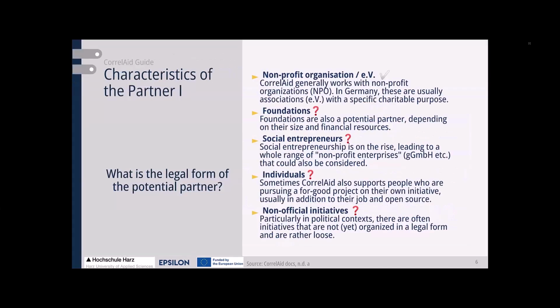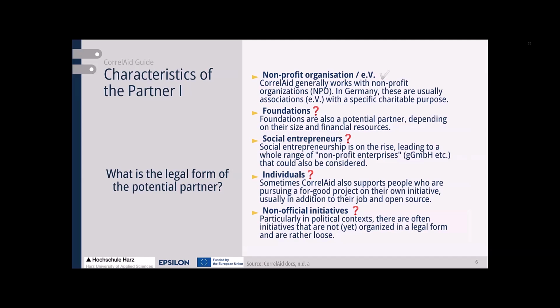So when it comes to the partner, let's take a deep dive into the questions you should ask yourself. First of all, let us talk about the legal form of a potential partner. If your partner is a non-profit organization, then the characteristics of the partner can be tagged as non-profit, and therefore, especially in Germany, this legal form describes most of the projects that social volunteers work with. If there's no non-profit organization, you should ask about the foundations.